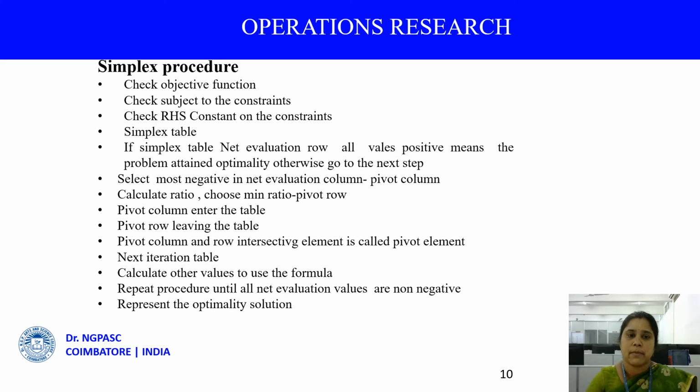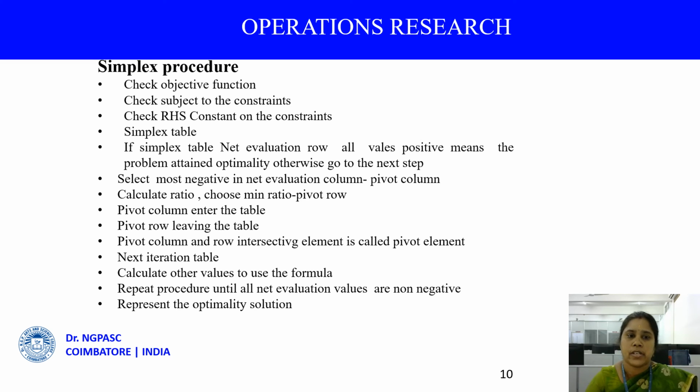In this Zj minus Cj row, we call it the net evaluation. If all values are positive, it means the problem has attained optimality. Otherwise, go to the next step. In the next step, we select the most negative value in the net evaluation row. That is called the pivot column.